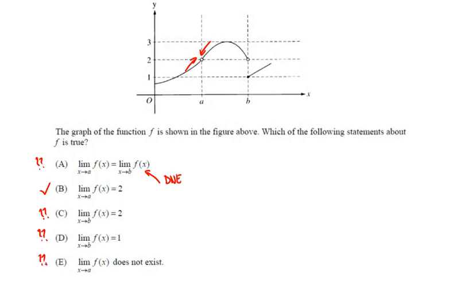Sorry, so this one is asking which one is true, not which one is false. And so you can see here that there's only one option that is true. The others are questionable or just outright not true. Alright, we'll go on to problem 12.